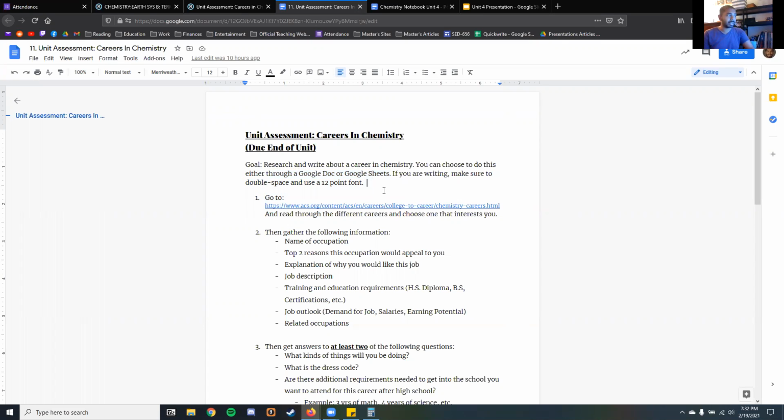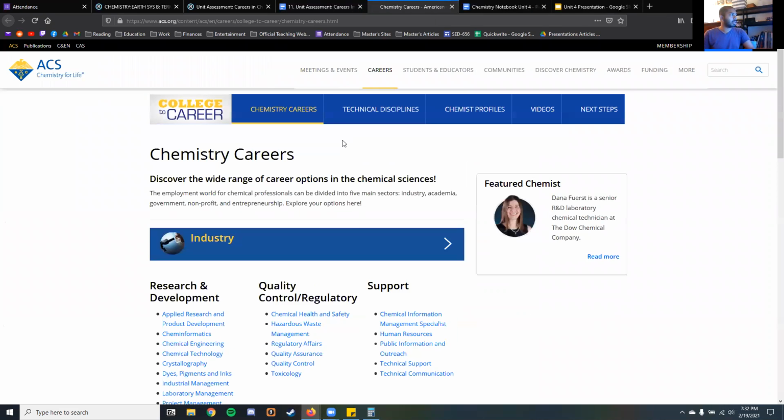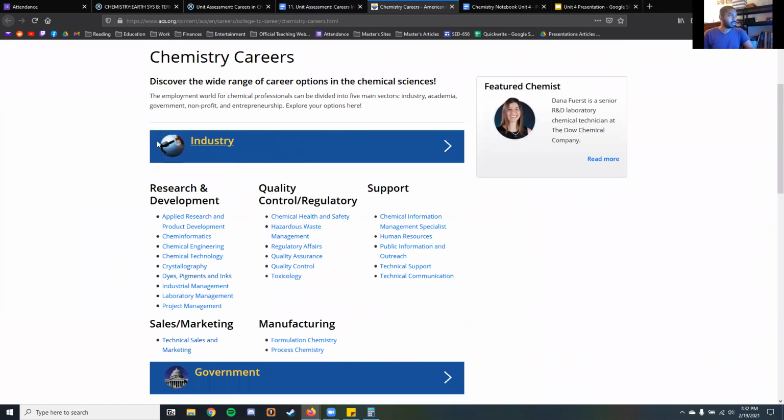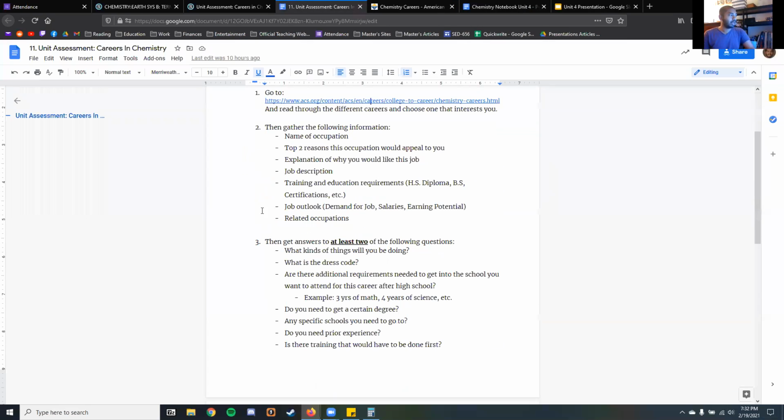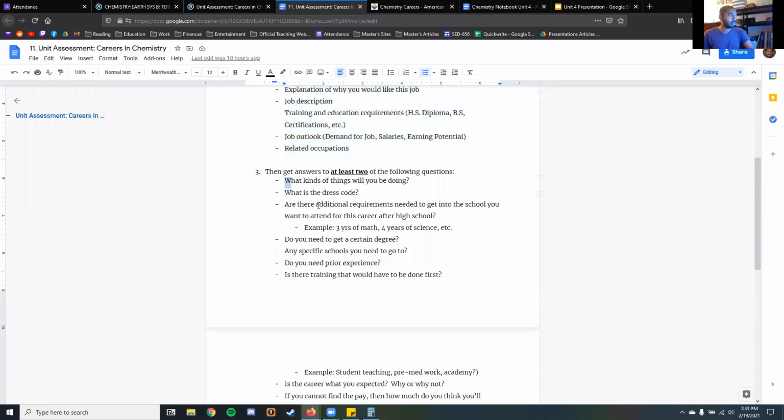If you're doing a Google Doc, double space, 12-point font, right? At least 2.5 pages. Google Sheets, present all the information in an appealing way. At least have an image every other slide. Now, what you're supposed to do, go to this website, acs.org/careers/college, and you'll go through all these different websites, all these different careers. Answer the following questions here, and then pick 2 of the following questions here and answer those.